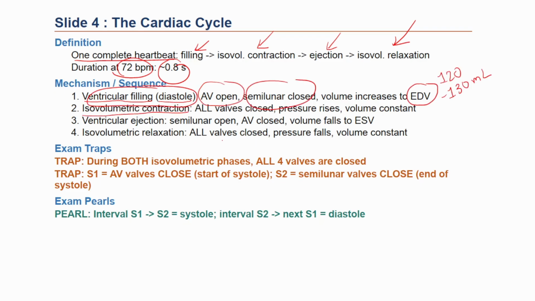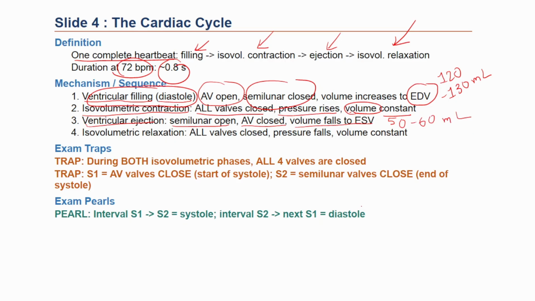Isovolumetric contraction marks the first phase of ventricular systole. In this phase, all four valves are closed. As the muscle contracts, intraventricular pressure rises sharply while volume remains completely constant. Then ventricular ejection is triggered when pressure overcomes arterial resistance. When the pressure is overcome, the semilunar valves open, while AV valves are closed, causing ventricular volume to drop to its minimum point, which is the end systolic volume, which averages 50 to 60 milliliters at rest.